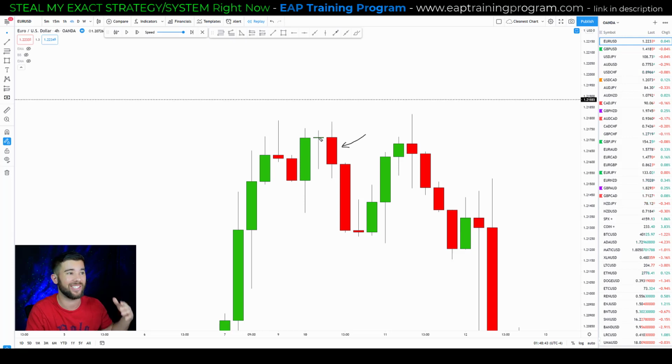Literally, as we said earlier, it's just when the body of the second candle is bigger than the body of candle number one. So with that being the case, this is a valid bearish engulfing. For a valid bullish engulfing, do you see one on the chart?